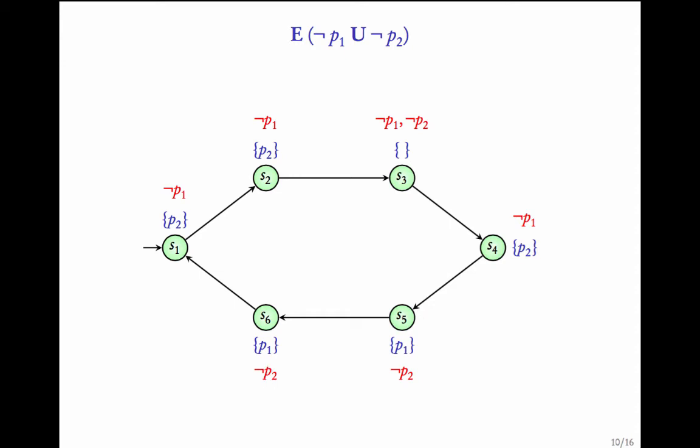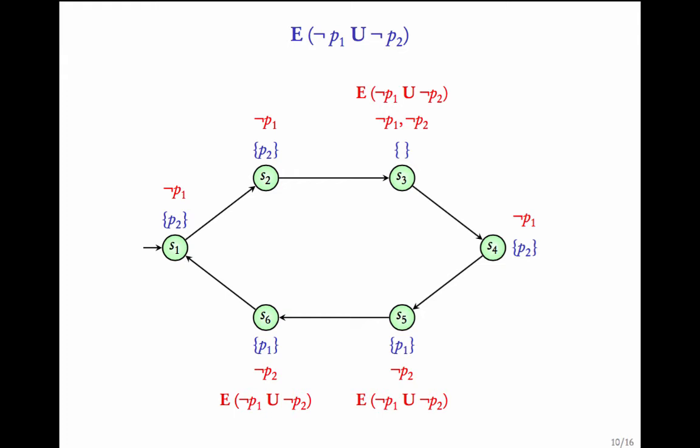Now, what does the algorithm do? It first looks at all states that satisfy not P2. So this is the second formula here, no? Something until something. So it looks at all states that satisfy not P2 and labels them with E of not P1 until not P2. Because if you look at this state, there exists a path and already this state satisfies not P2. Correct? So this state will automatically satisfy E of not P1 until not P2. Same for S5, same for S3.